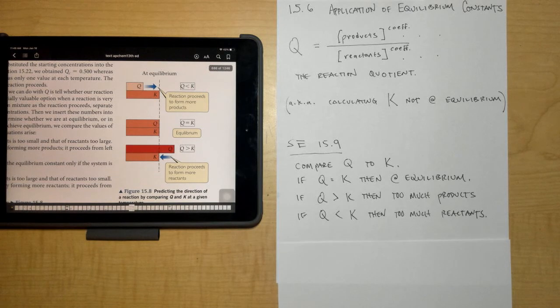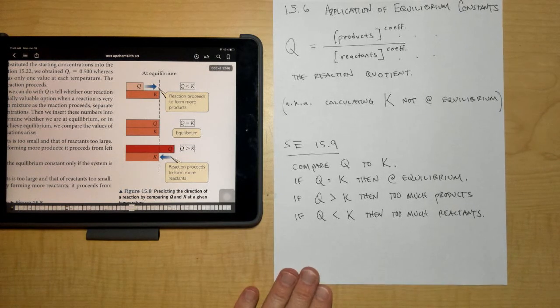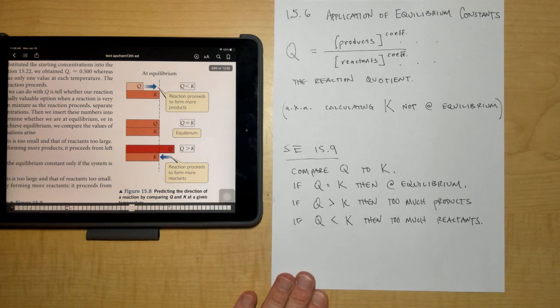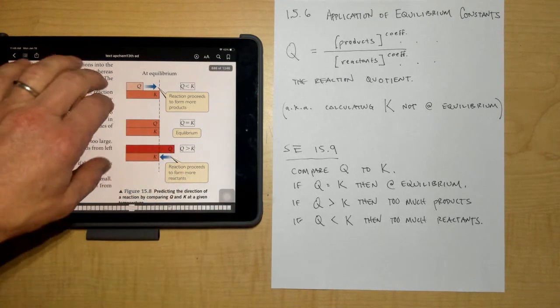If Q is less than K, well, then there's too much reactants. And so the reactant would have to shift or change to get rid of some of that reactant. It's just like right here, if there was too much products, the reaction would have to shift or change to achieve equilibrium by getting rid of some products. Alright, so with that as a background, pause the video now if you need to write any of these notes down yet, and I'm going to put the sample problem up.